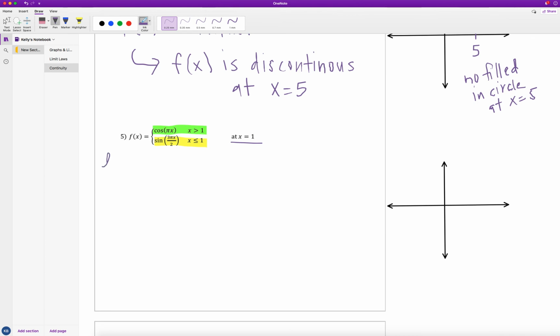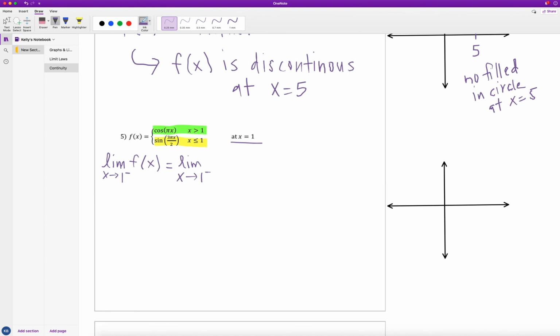I'm going to go back and start with the limit from the left. So as we find the limit as x approaches 1 from the left-hand side of f of x, which function will I be using as we approach 1 from the left-hand side?